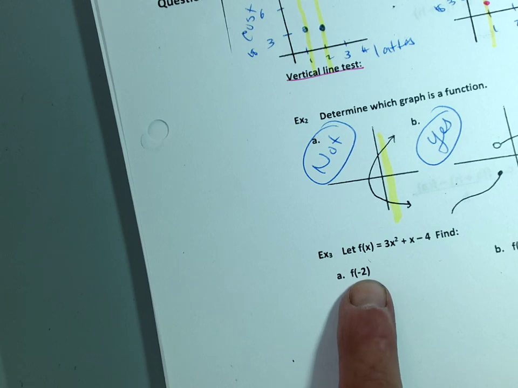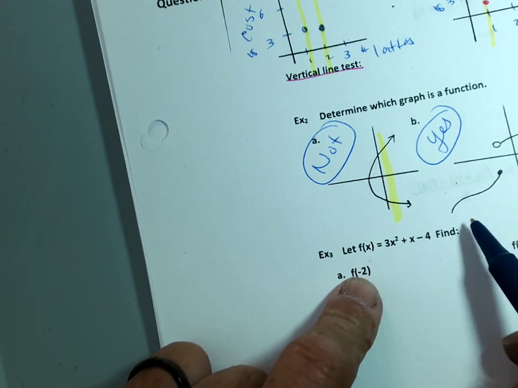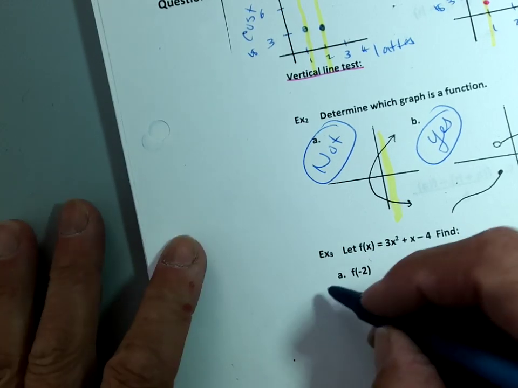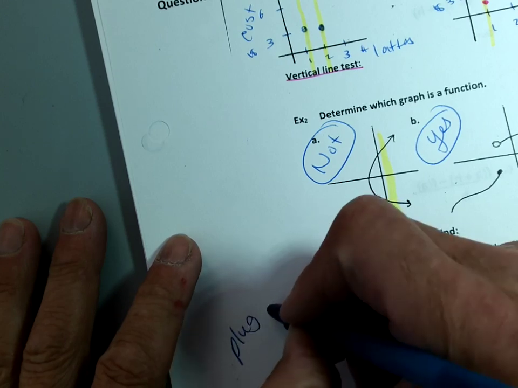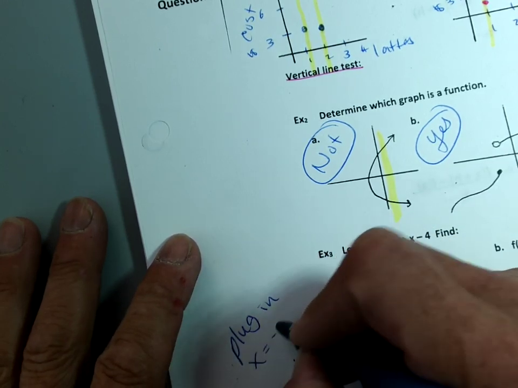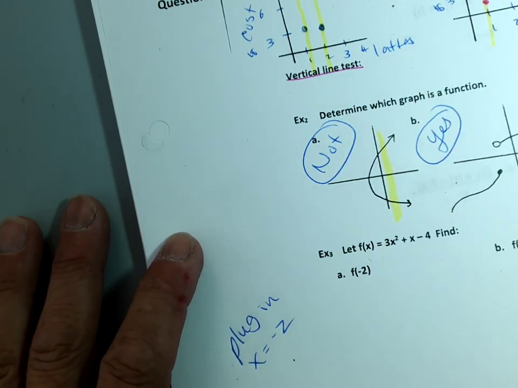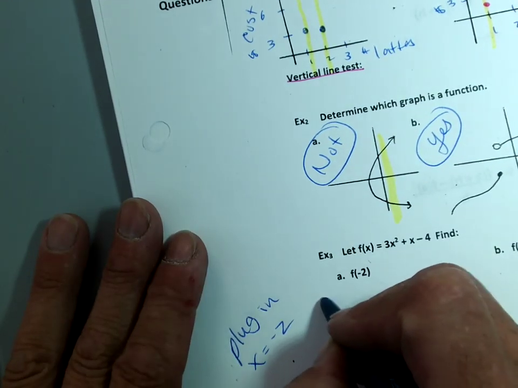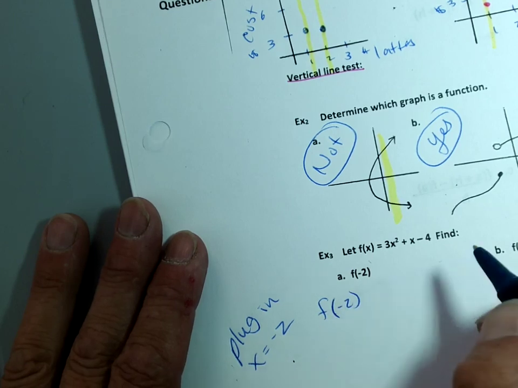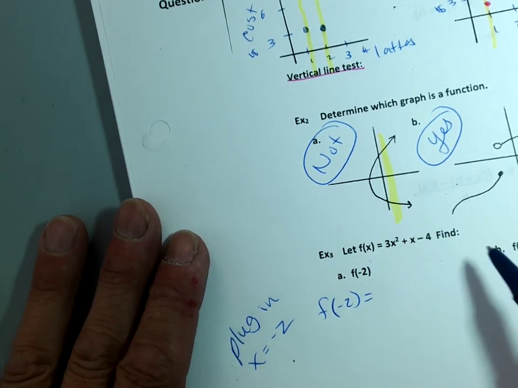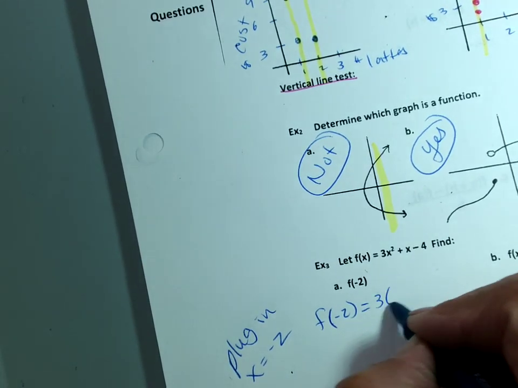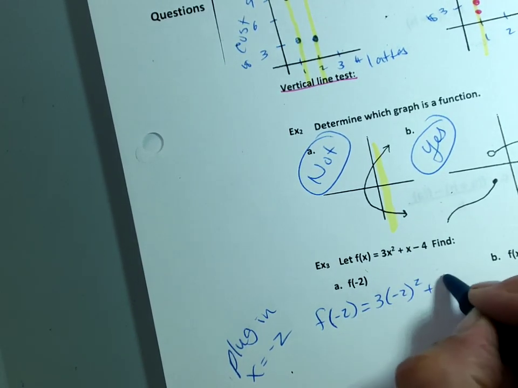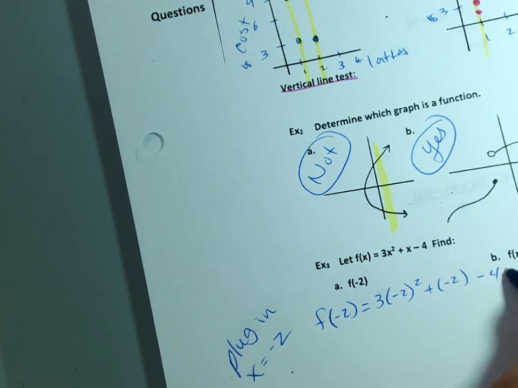Example 3. This is a question. What does it mean? What will y equal when x equals -2? What will f of x or y equal? Remember, y and f of x are the same thing. So let's plug in x equals -2, and we'll find out what the f of x or the y value is. We'll go f of -2 equals 3 times -2 squared plus -2 minus 4. I'll slow down for a second, let you catch up.